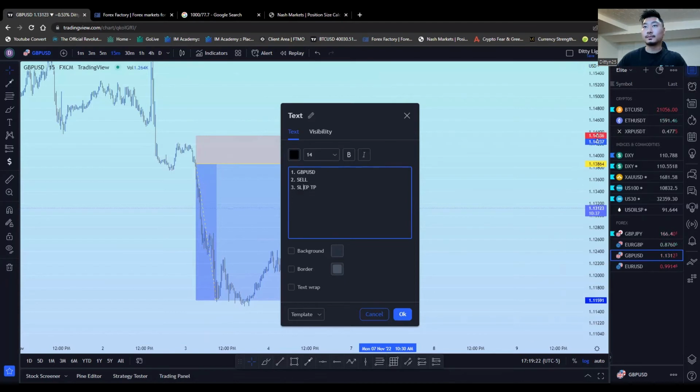So in this case, my stop loss is here, in red, 1.14336. And then my entry price is in yellow here, 1.1386.4. And let's say my TP3, my final TP, whatever it is, would be 1.1159.1.